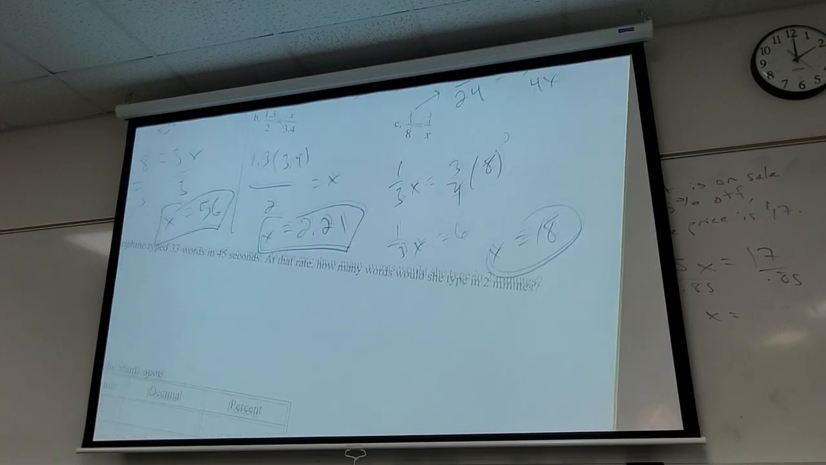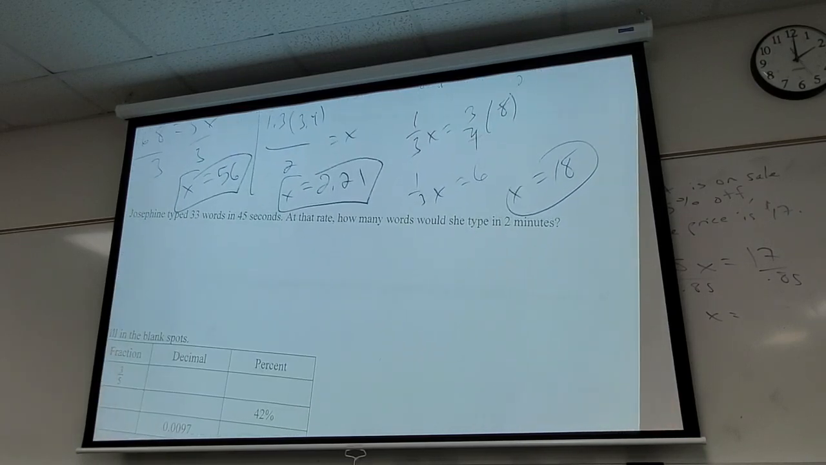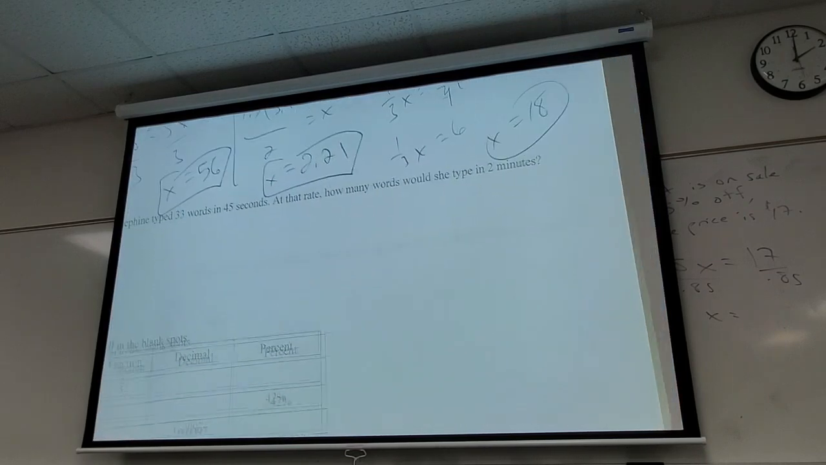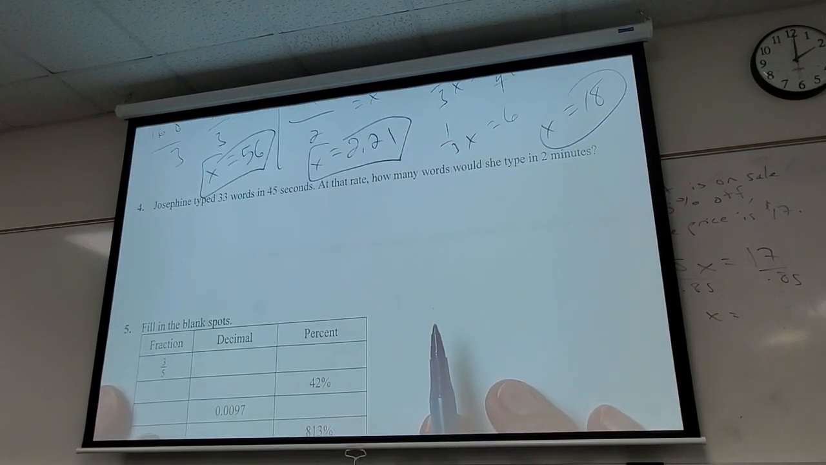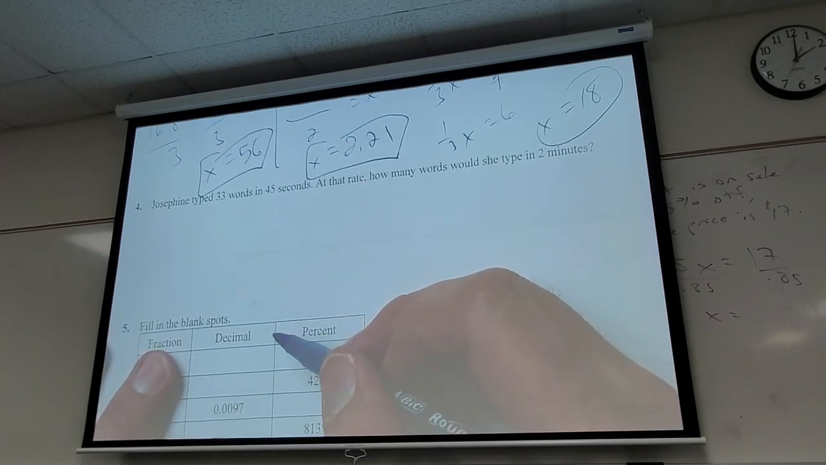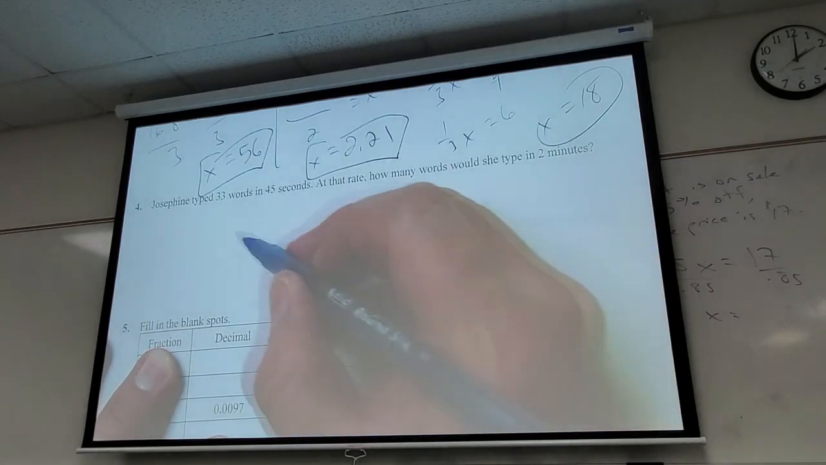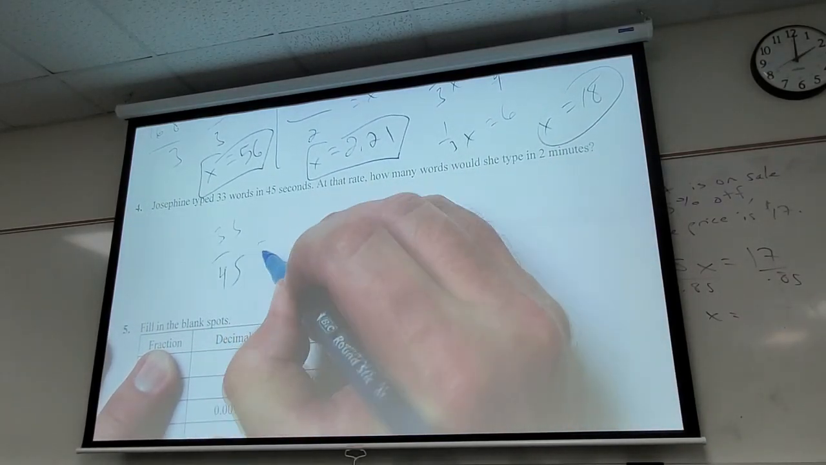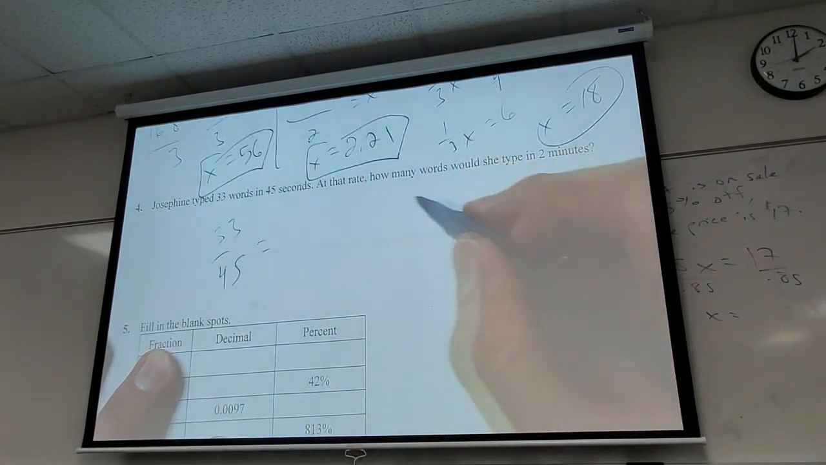Okay. What about Josephine? Typing away. What can you set up? I'm not sure how you guys did this. You could set up a proportion. You could actually kind of do it a few different ways. 33/45 equals x over 120. Yeah, good.